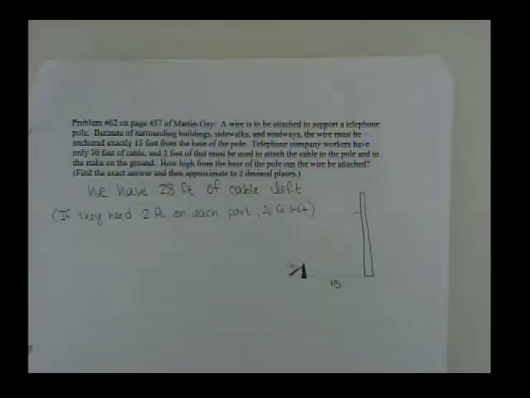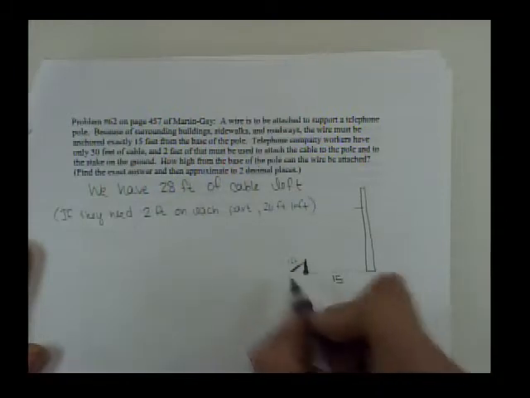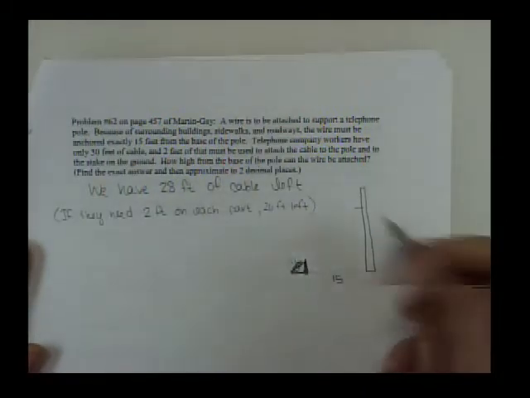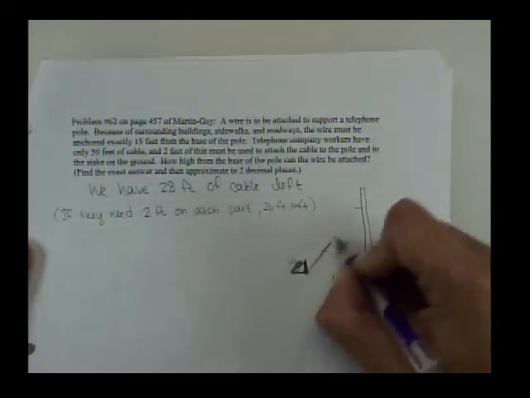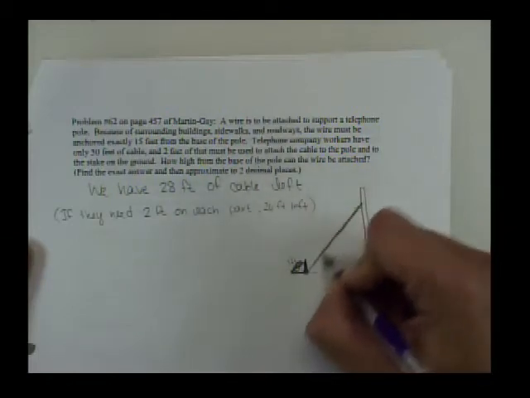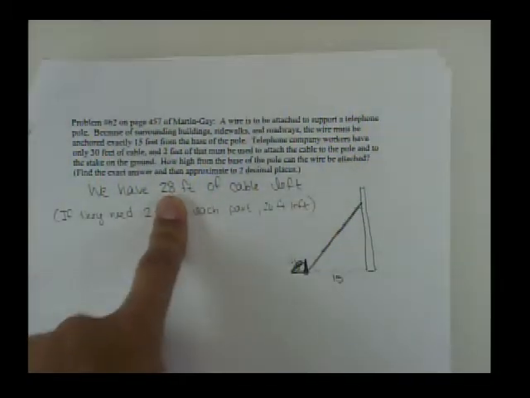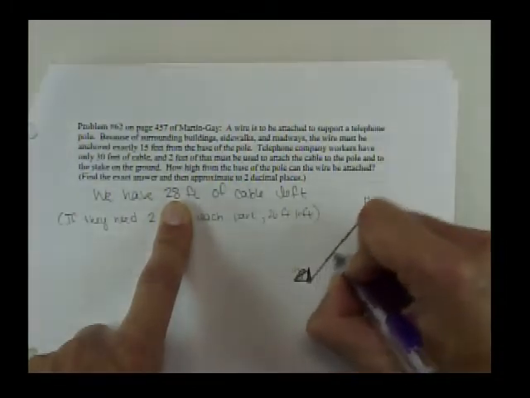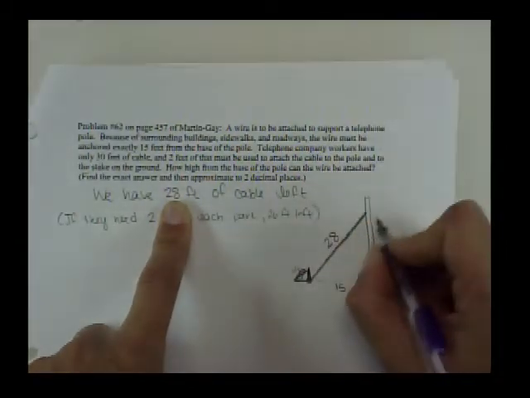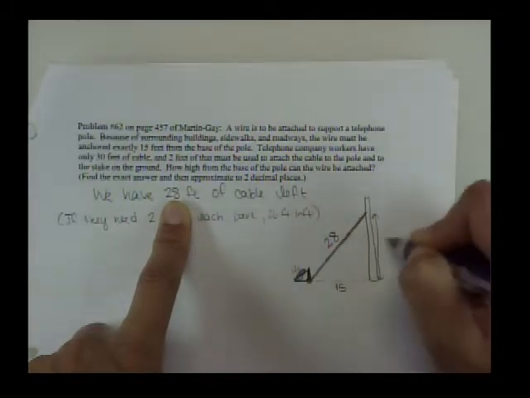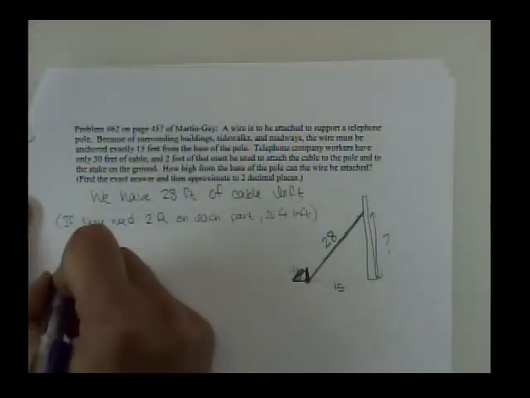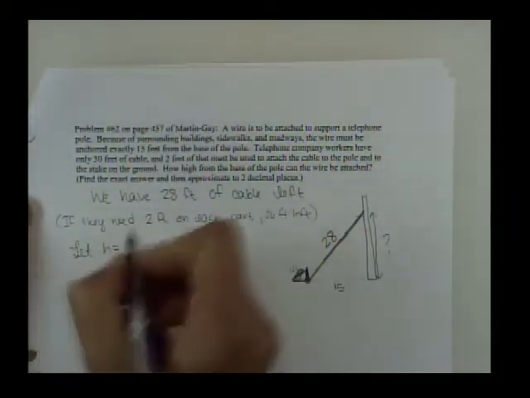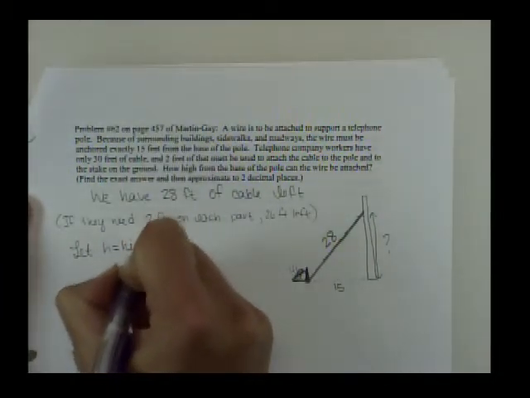So it says, how high from the base of the pole can the wire be attached? So actually they must just be doing it straight across. So the cable is going to go from here to the pole. And if we assume we had 28 feet of cable left, then this would be 28 feet. And we're trying to find how high that is. Well, if we're going to write an equation, we need to define a variable. They haven't done that for us. So we would let h equal the highest point of attachment on the pole.